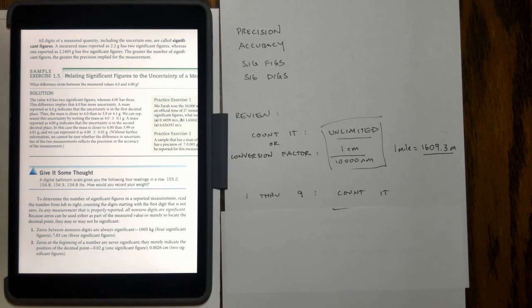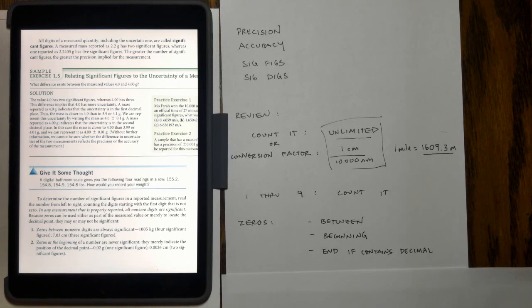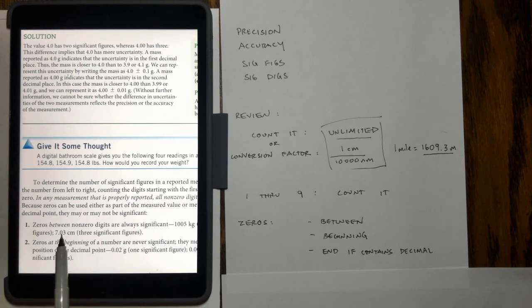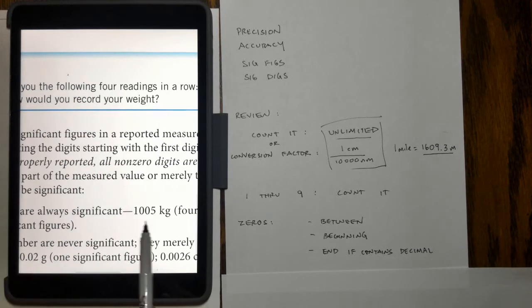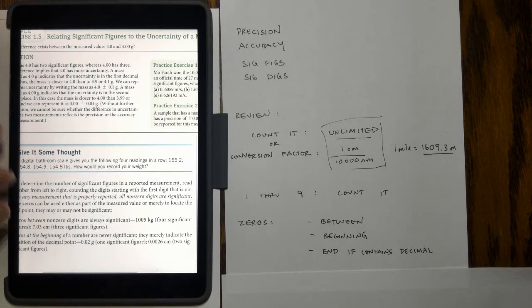Continuing the review, if something has a number 1 through 9 in it, you count the 1, 2, 3, 4, 5, 6, 7, 8, or 9. Those count as significant figures. The zeros are the confusing ones. So there are 3 rules in your textbook for zeros. If zeros are in between a measurement, they count, like as in 1, 0, 0, 5, both of those zeros would count because they're sandwiched in between 2 significant figures.